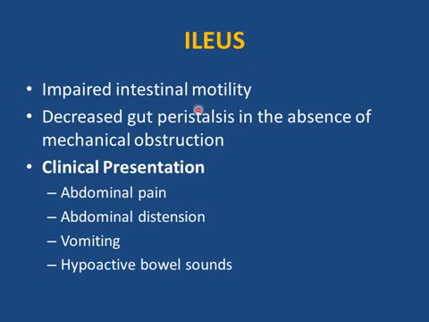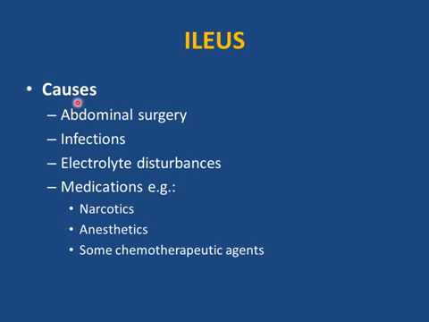Ileus. Ileus is impaired intestinal motility and decreased peristalsis in absence of mechanical obstruction. The clinical presentation of ileus is abdominal pain, abdominal distension, vomiting, hypoactive bowel sounds. Causes of ileus: abdominal surgery, infections and sepsis, electrolyte disturbance, for example hypokalemia, medication, narcotics like giving excessive morphine before surgery, anesthetics, and some chemotherapeutic agents.